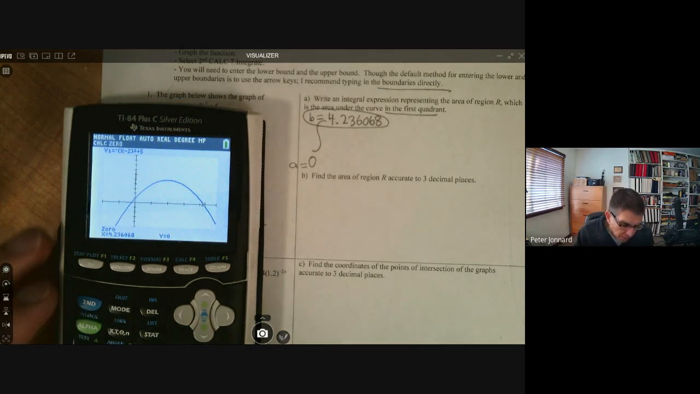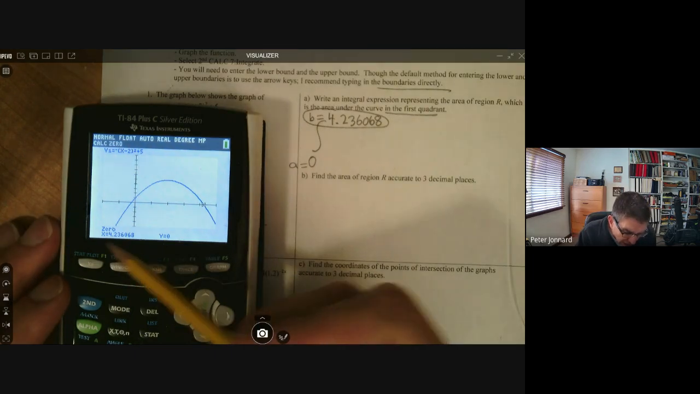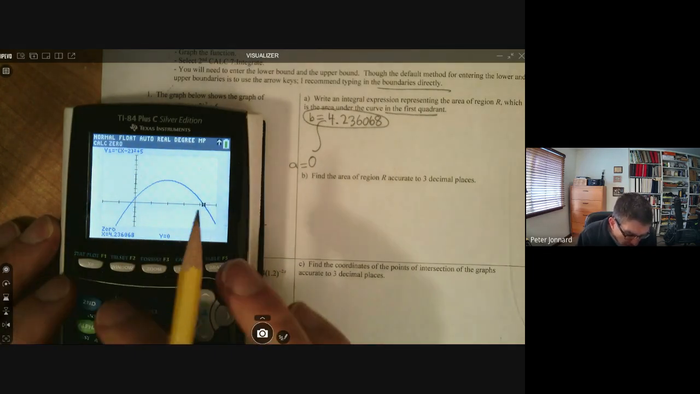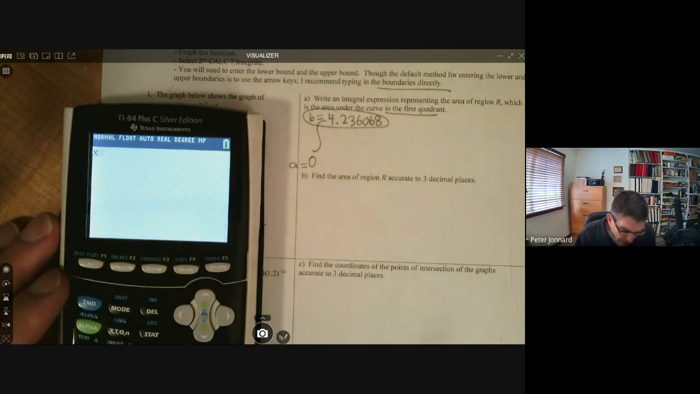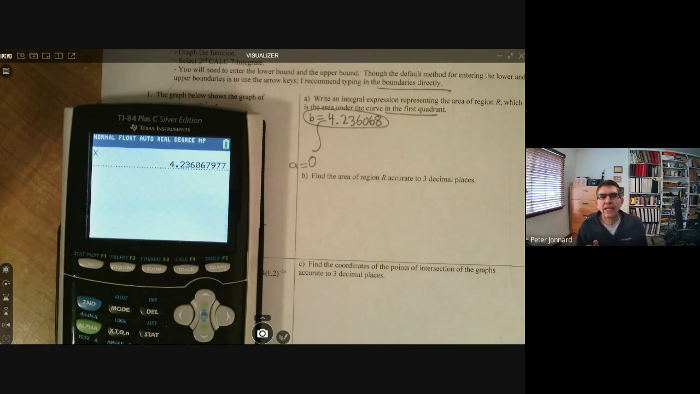So here's what I can do. Because I just calculated this value of X, I'm going to do second quit. And if I ask it for the value of X, you'll notice that is that number. Now, every time I graph something new, I may lose that value of X. It uses the memory location X for a lot of different things on the calculator.